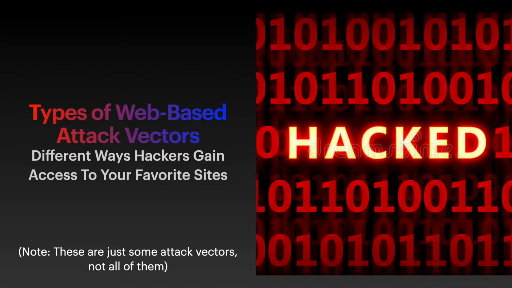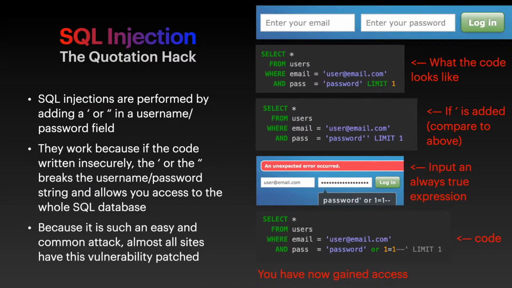So let's start with a really common one, the SQL injection. SQL injections are performed by adding a single or double quotation mark in a username or password field. They work because if the code on the server side is written insecurely, these characters break the username or password string and pretty much allow you access to the whole SQL database. So let's see how it's done.